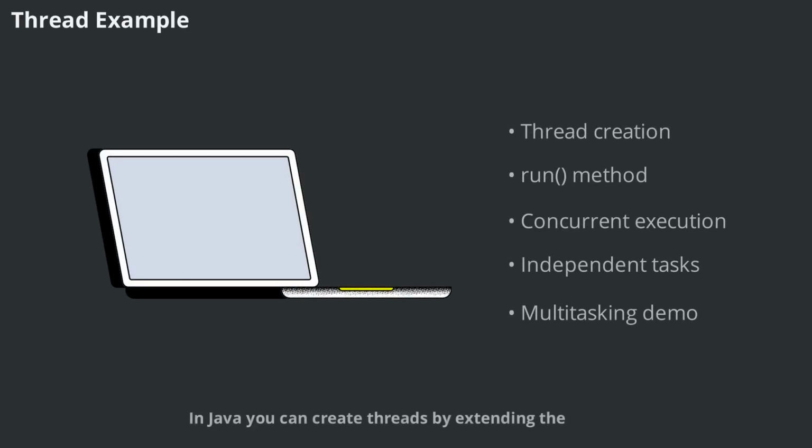In Java, you can create threads by extending the Thread class and overriding the run method. Each thread executes its code independently, and you can start multiple threads to run concurrently. For example, starting two threads will allow them to print their IDs and values simultaneously, demonstrating Java's multitasking capabilities.